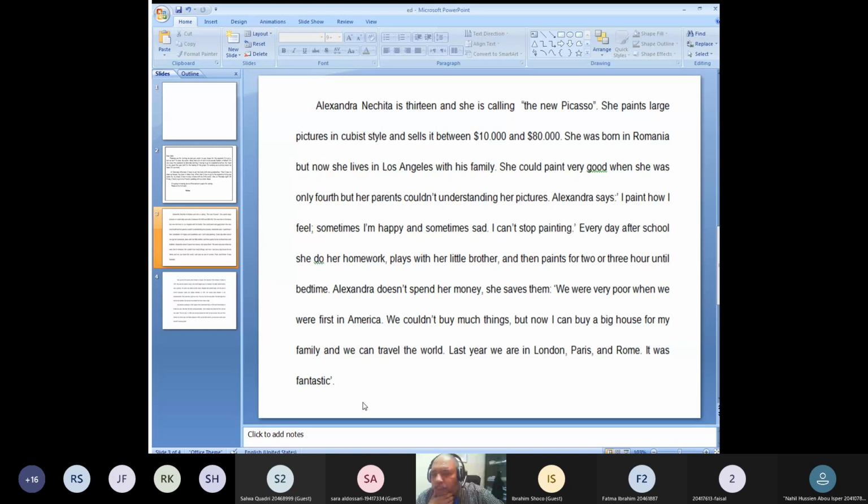Okay. One more, Shoko. I can't find something near. I find someone, but it's far. And the only fourth. But her parents couldn't understanding her pictures. Understanding without ing. Very good. Her parents couldn't understand her pictures. Very good. Thank you, Shoko, so much.